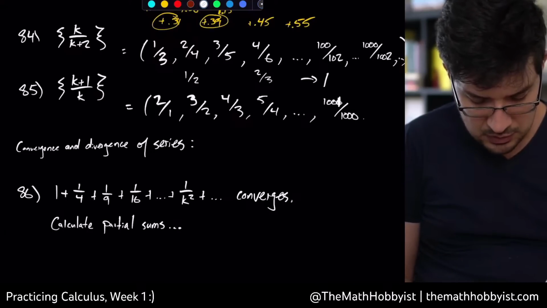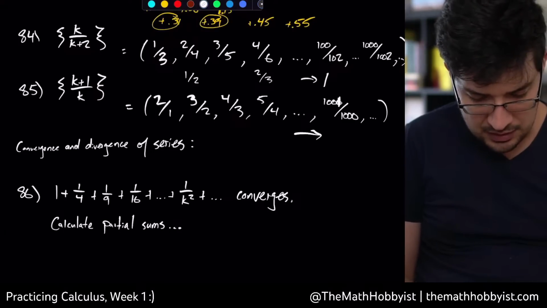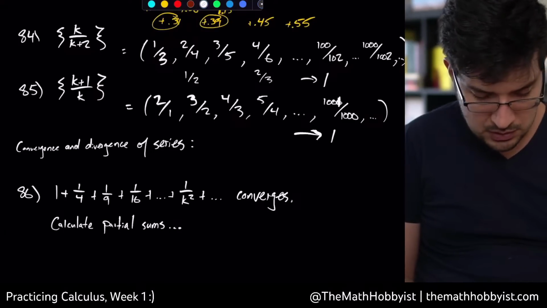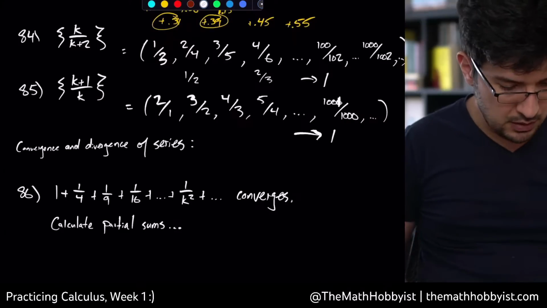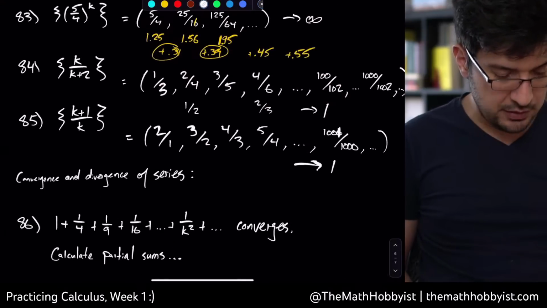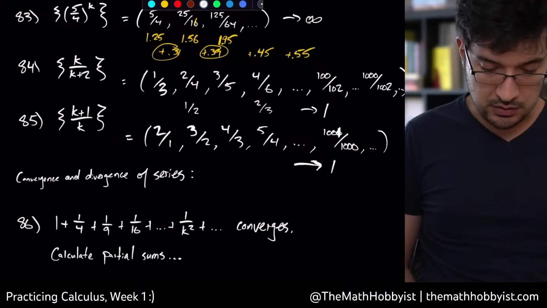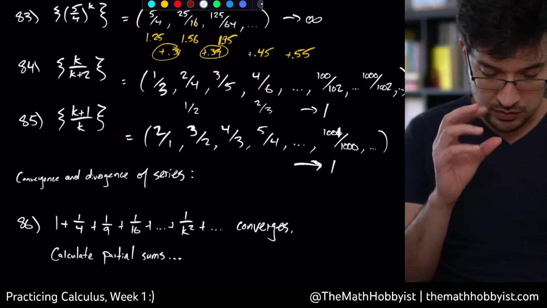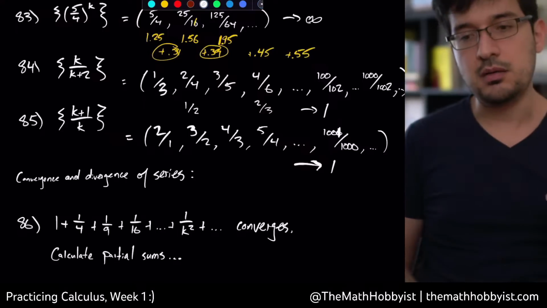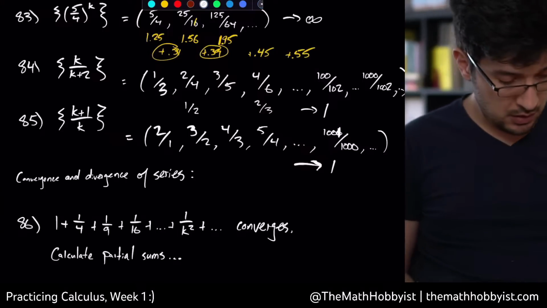1,001/1,000, on and on. I feel very good that that is also going to tend to 1. All of these converge. So even though the numerator is greater than the denominator of this sequence, it still converges. All of these get very close to 1 within some epsilon tolerance level.